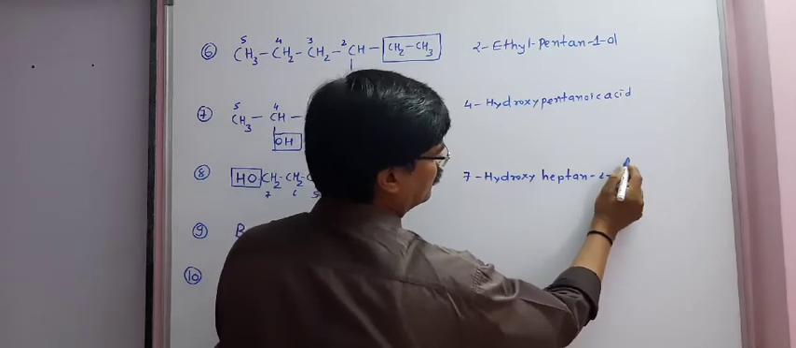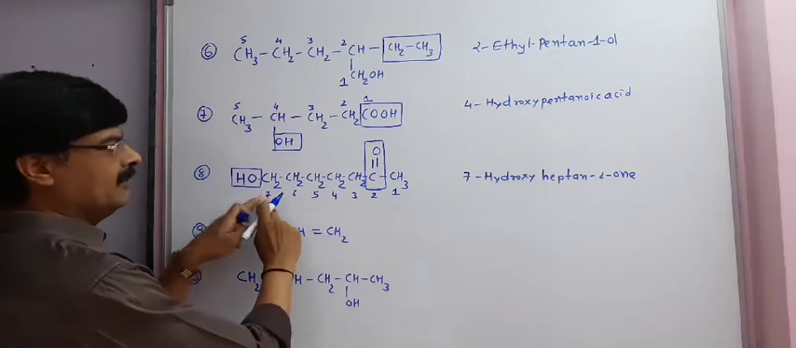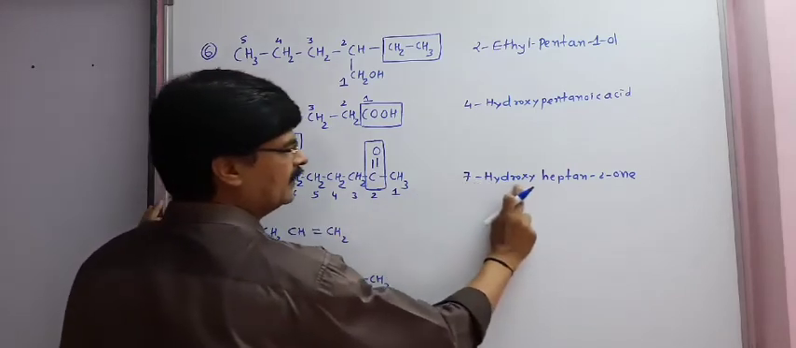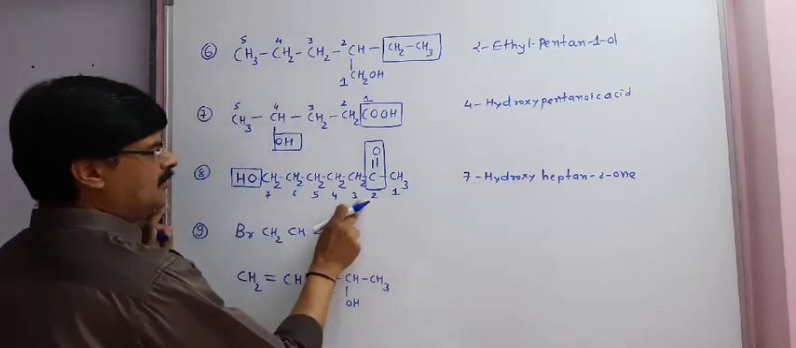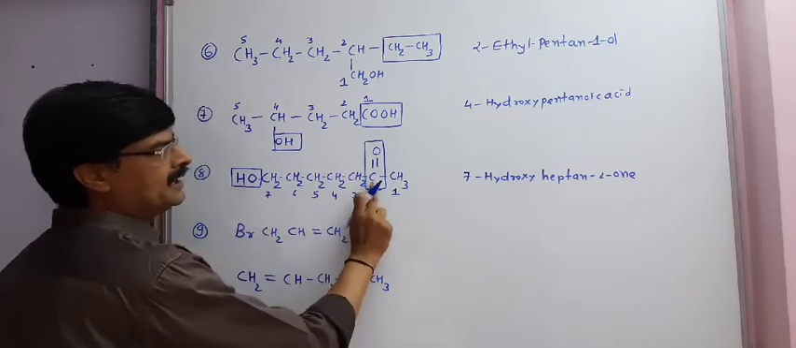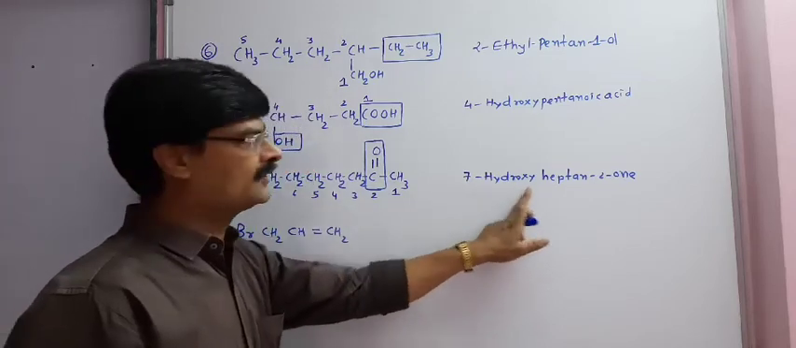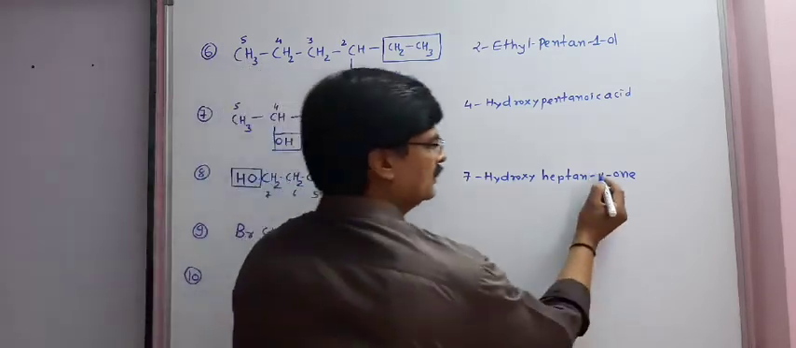2-one. Once more, on 7 number carbon we have a hydroxy group. So 7-hydroxy, total number of carbon atoms are 7, with the second number having the functional group C double bond O. So 7-hydroxyheptan-2-one.